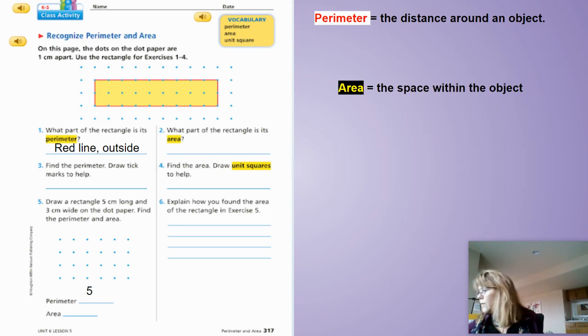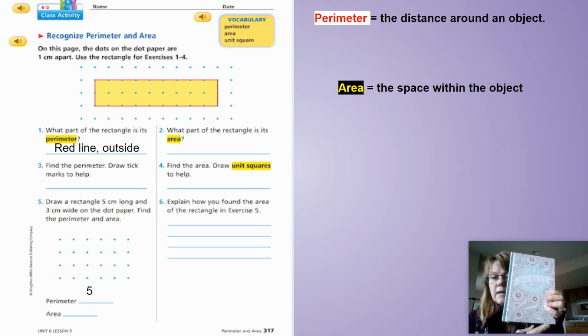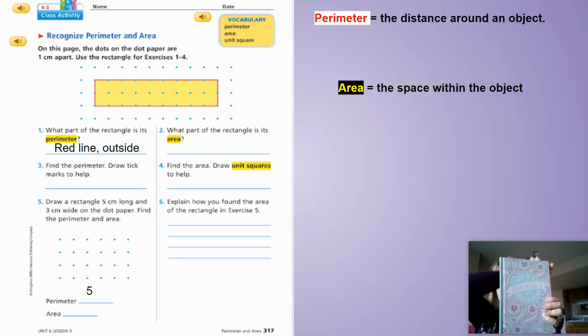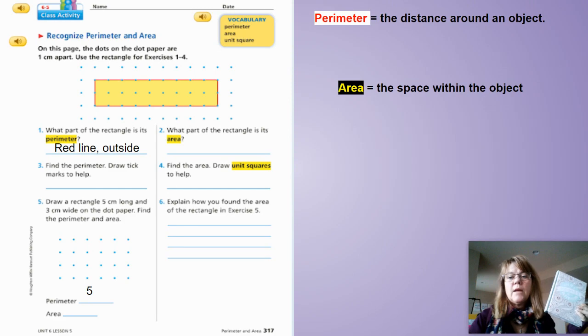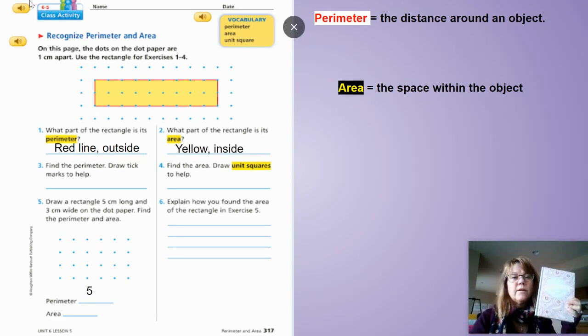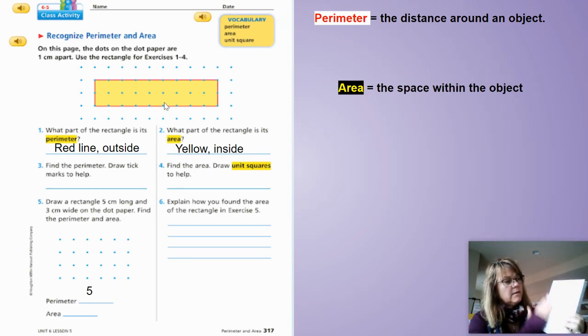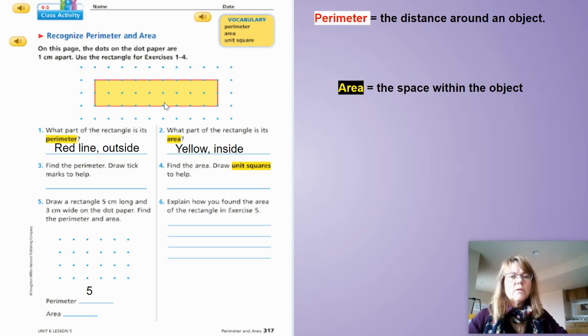So for example, if I took this book here and I measured all the way around the book, that's its perimeter. The area is going to be the yellow part of this one on your paper and this part here. So your answers could be outside and inside, or since you're looking at mine right now, you should be writing this on your paper.